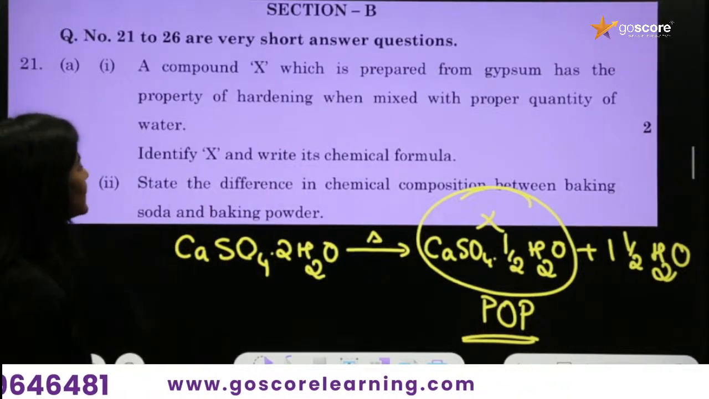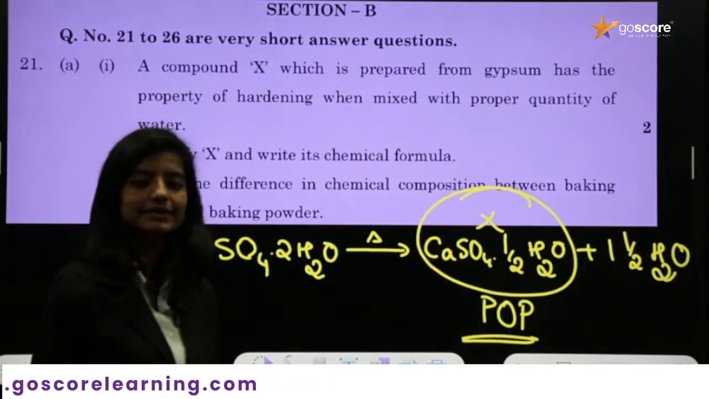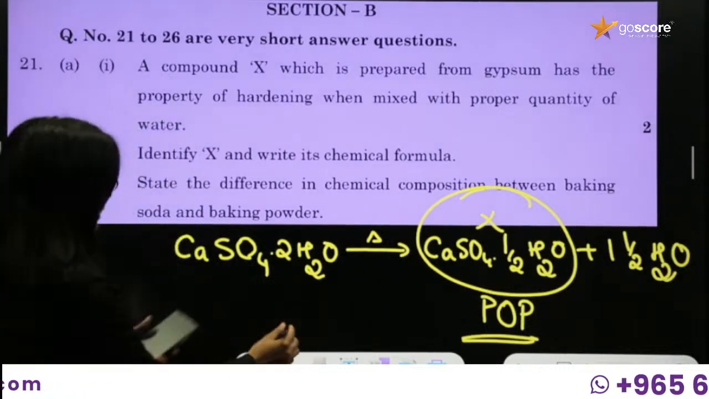Select the difference in chemical composition between baking soda and the baking powder. So, shall I erase this? Okay, good.